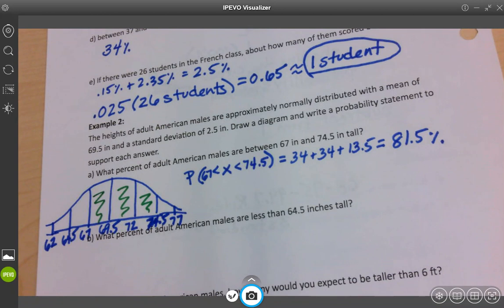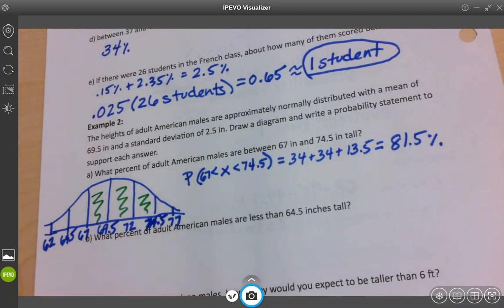Did you say that was 74.5? That's what I said. Did I make a mistake? Oh, you just can't read that number there. Yeah, I get you on that. My numbers, I got 62, 64.5, 67, 69.5, 72, 74.5, and 77. All right. So I would like you guys to try B and C. And when you write your answers, instead of just writing a percent, try to write the probability statement as well.